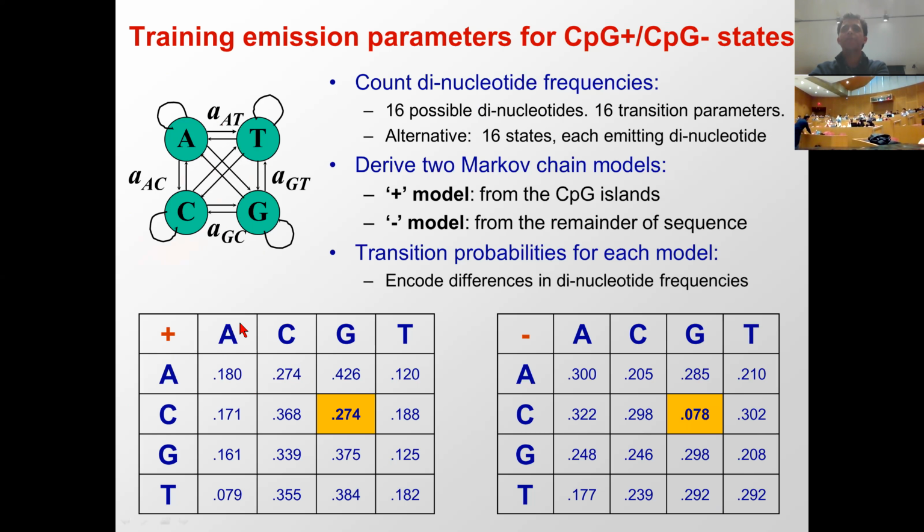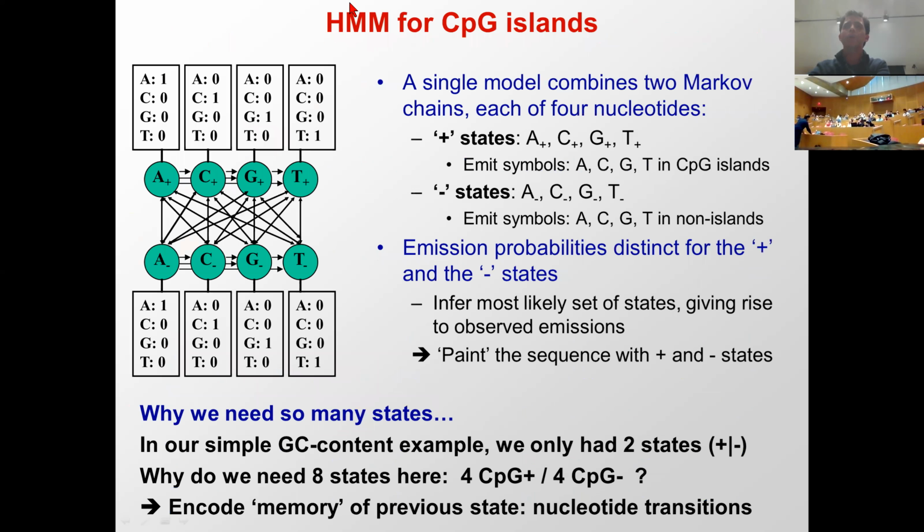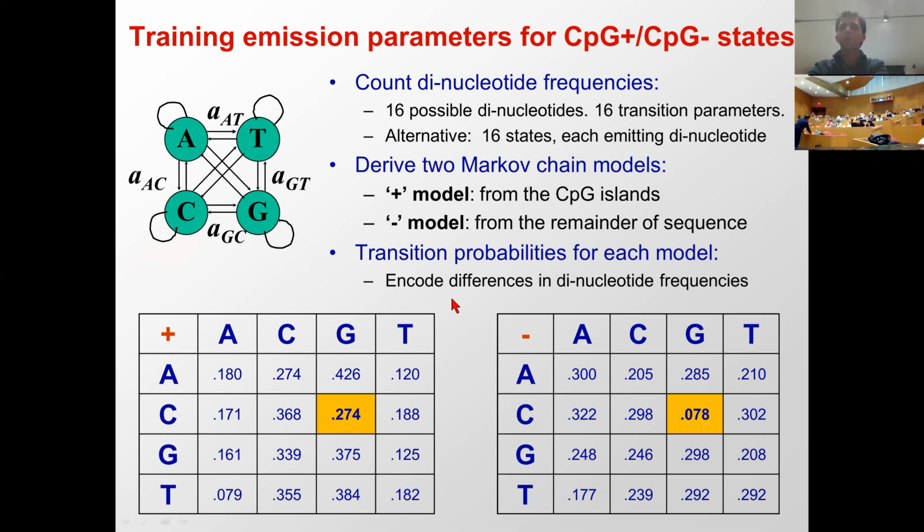So if I have, in a CpG plus state, A followed by A, A followed by C, A followed by G, A followed by T, each of these frequencies is simply encoded in the transition probability, because the emission vector is kind of boring. All the emission vector is saying is that I'm remembering the current character when I go to the next state. When I transition from an A to a G, the memory that the previous character was an A is simply the fact that I'm coming from the A state.